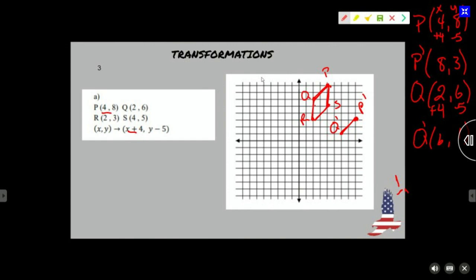Let's talk about R. R is (2, 3). So plus 4 and minus 5. What is my R prime, guys? (6, negative 2). So right 6 and down 2.